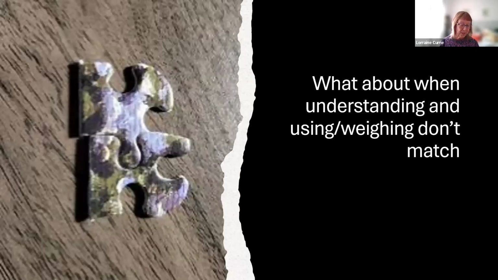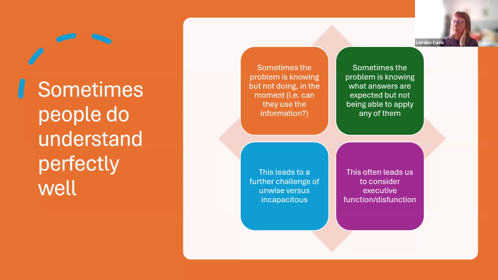Okay, so one of the things that you asked to focus on a little bit was whether we could look at executive dysfunction. And this is where this sort of comes in. It's not so much that the person doesn't understand the information, we've given it to them and they seem to fully understand it, but there's some sort of issue with using and weighing that they're not matched somehow. So let's have a little look at this.